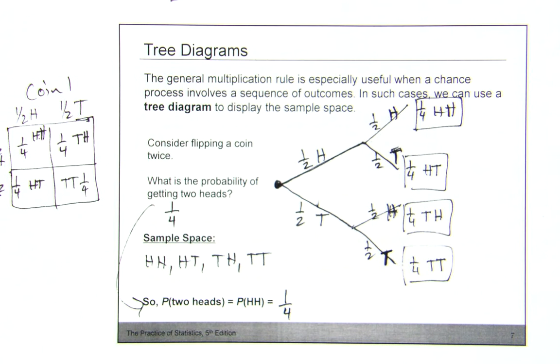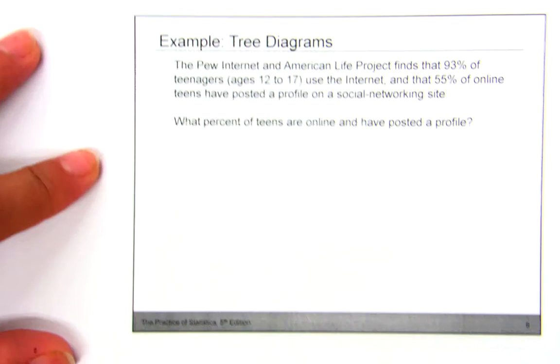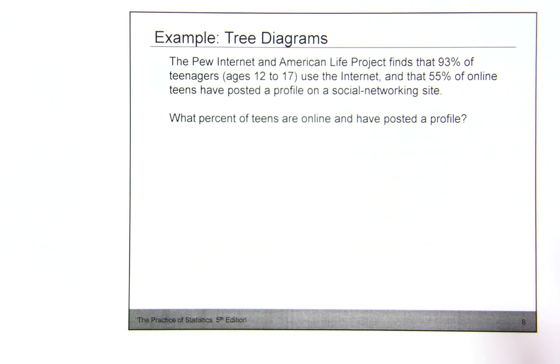That's your tree diagram. Now, this is a little too easy. This is obviously not going to all look like this, but they're probably going to look something like this. The Pew Internet and American Life Project finds that 93% of teenagers use the internet, and of that 93%, 55% of online teens have posted a profile on a social networking site. What percent of teens are online and have posted a profile?